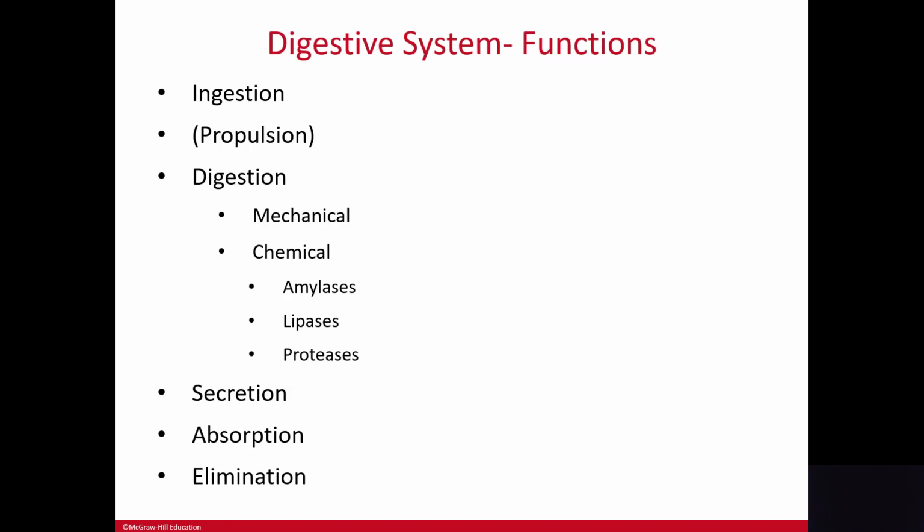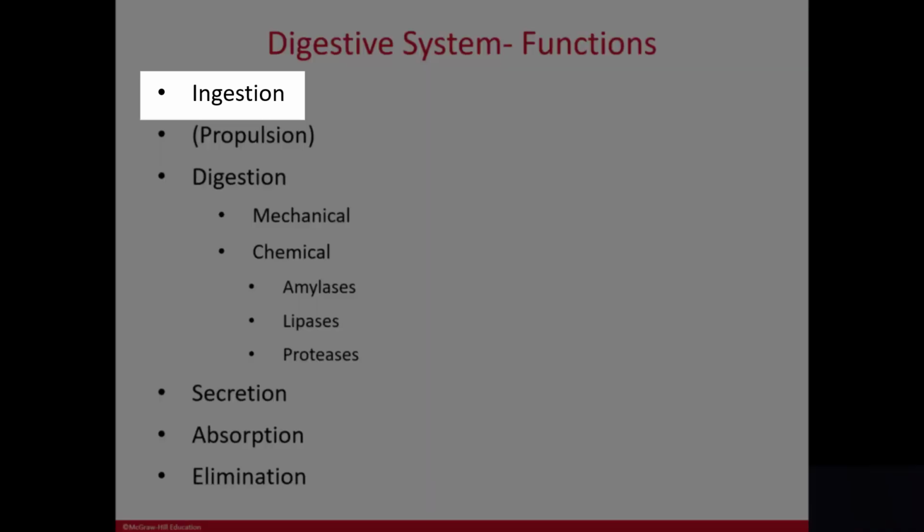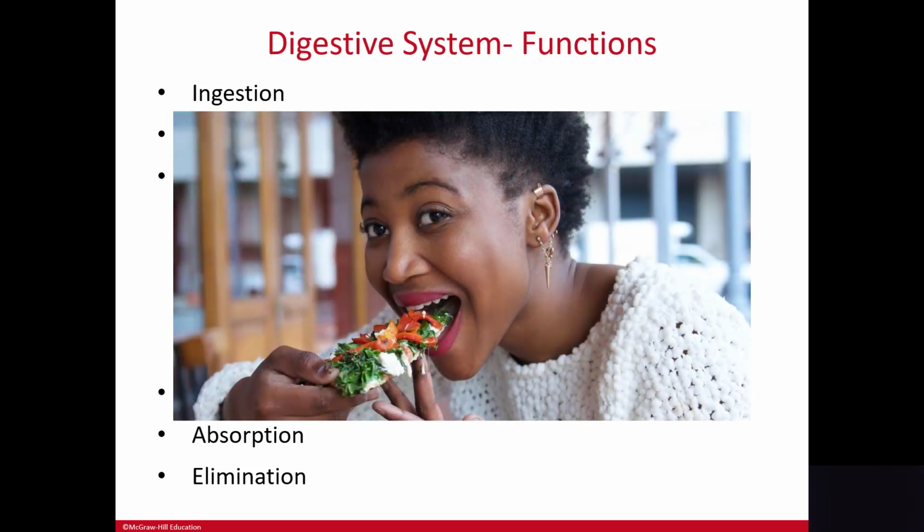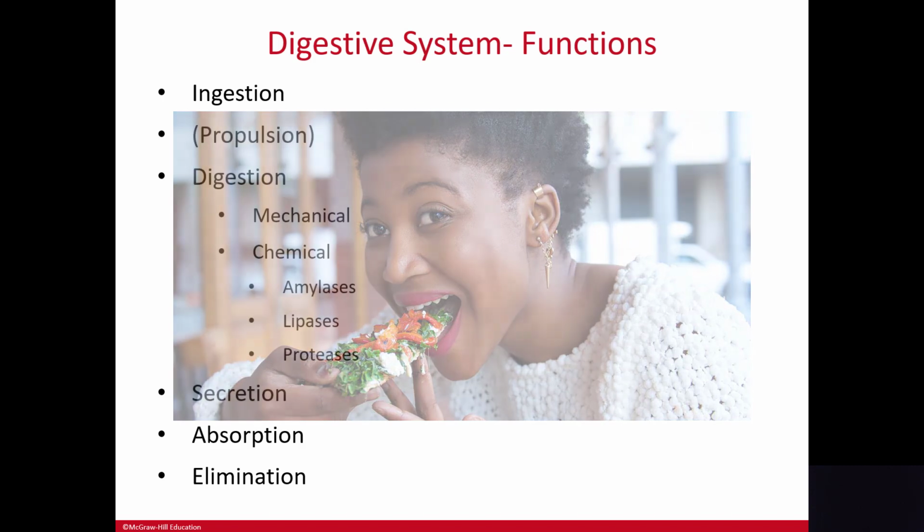Okay, so now let's talk about the functions of the digestive system. Your book lists 6 functions, but normally we focus on 5. So the first one is ingestion. Ingestion is basically taking food into the mouth. Basically, that's it. Eating. We take food into the mouth.